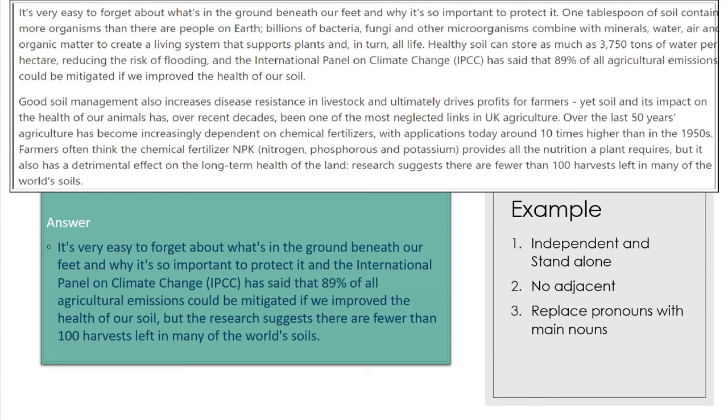The third point is to replace pronouns with main nouns. For example, if there is a sentence, he said good soil management also increases disease resistance. But here, there is a pronoun that is being used, that is he. Find the name or the person to which the word he is indicated. If it's, for example, the name Manoj, then you should replace the word he with Manoj. So the sentence will turn to be like Manoj said that good soil management also increases disease resistance. So make sure you replace all the pronouns with nouns.